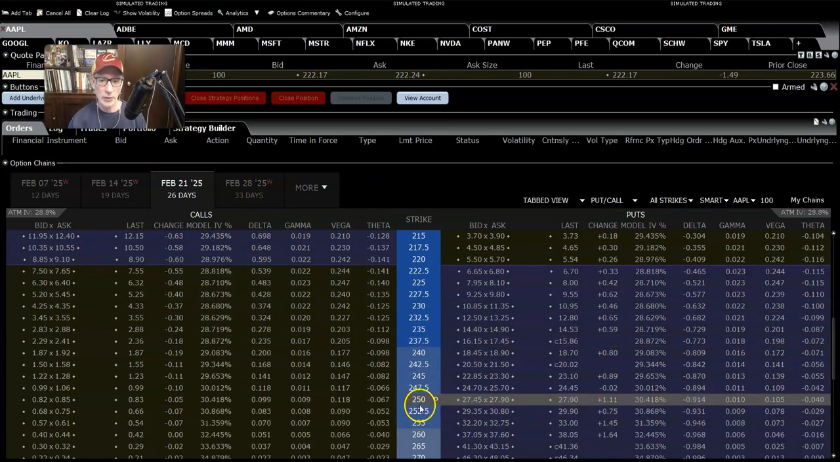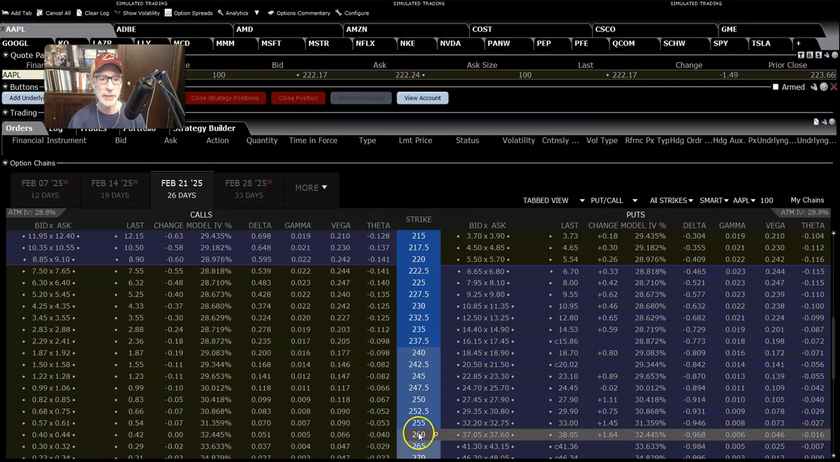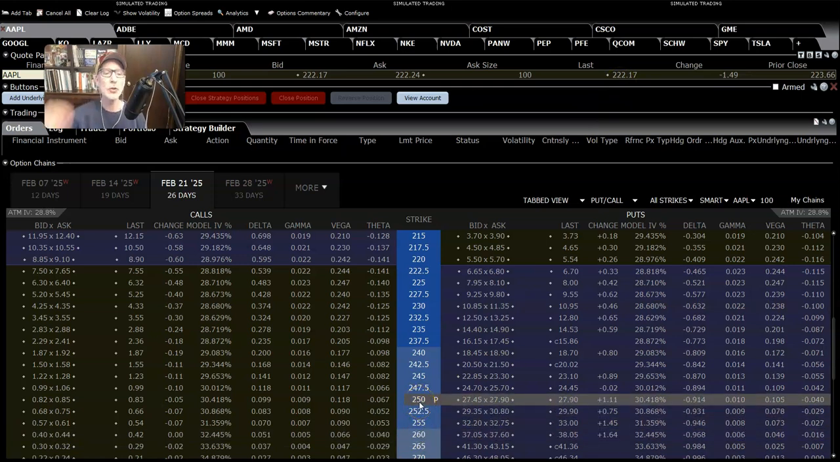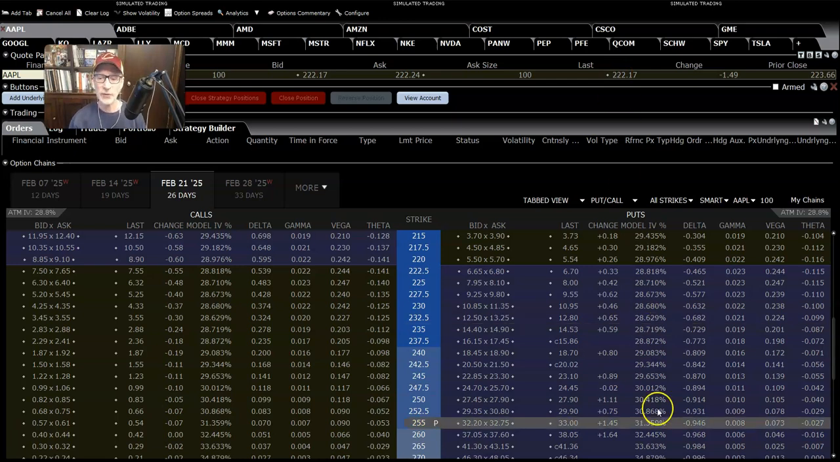Let's look at the 250 strike, which will only cost roughly $84. $84 to control 100 shares of stock versus $22,000 to control 100 shares of stock. But in this case, if you're looking at the 250 calls, Apple has to rally above $250 just for you to break even, though it'll cost you only $84 to buy that. This is what I call more of the lotto trade. It only costs $84, but Apple has to go from 222 all the way up to 250 in 26 days. That's very hard to do.